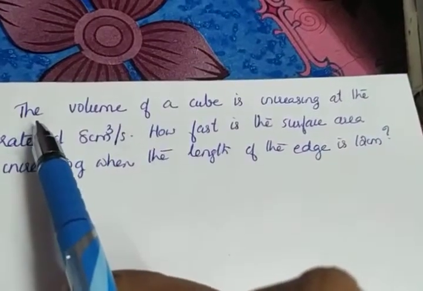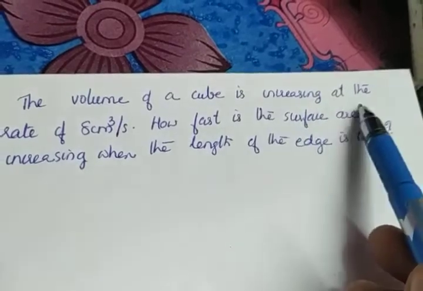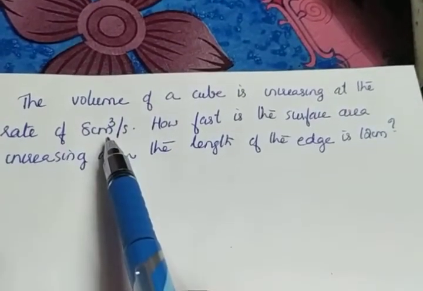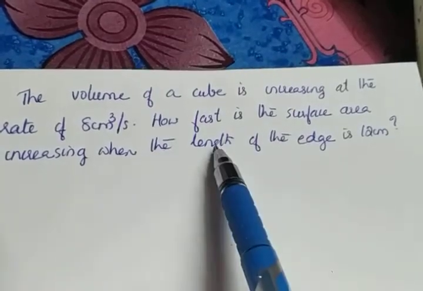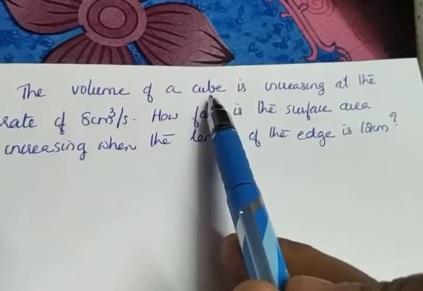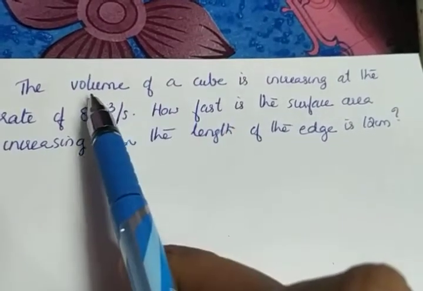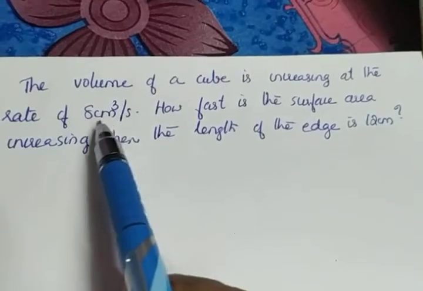So the second question, read it very carefully. The volume of a cube is increasing at the rate of 8 centimeter cube per second. How fast is the surface area increasing when the length of the edge is 12 centimeter? Volume of a cube. The shape is mentioned clearly as cube. And volume is increasing at the rate of 8 centimeter cube per second.